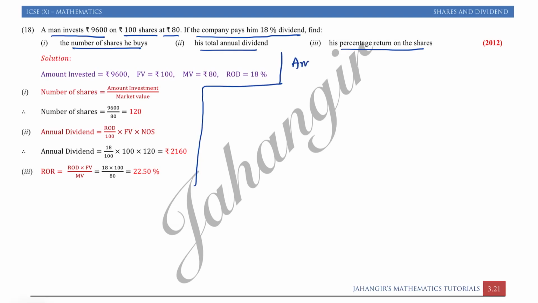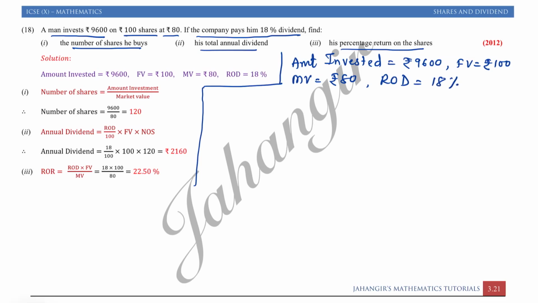Amount invested is equal to rupees 9600. Face value is equal to rupees 100. Market value is equal to rupees 80. And ROD is equal to 18%. Find the number of shares he bought. So number of shares is equal to amount invested upon market value. Divide both of them, you will get 120.